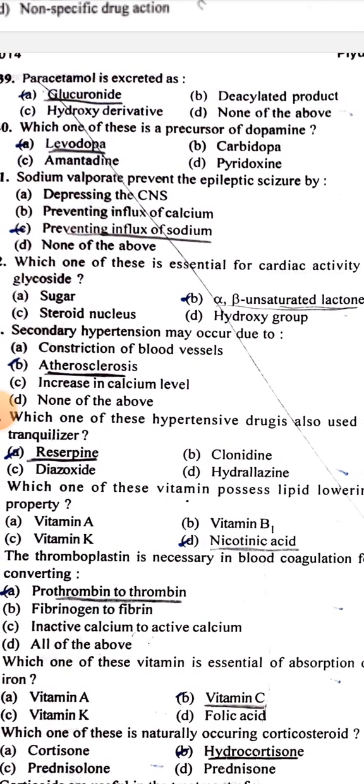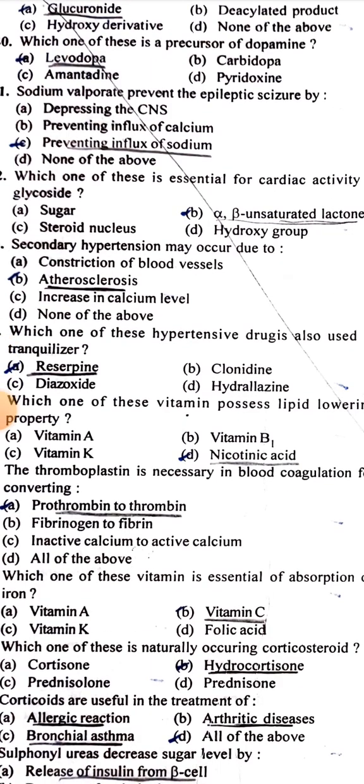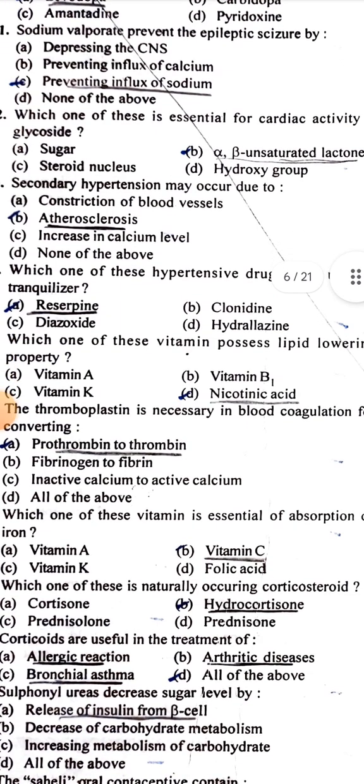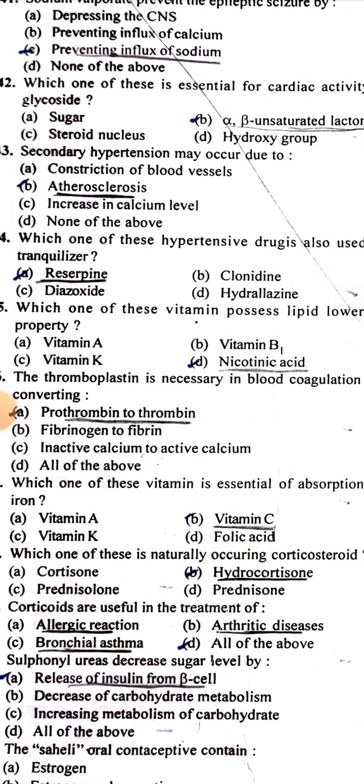Secondary hypertension may occur due to atherosclerosis. Which one of these hypertensive drugs is also used as tranquilizers? Reserpine. Which one of these vitamin possesses lipid lowering property? Nicotinic acid. The thromboplastin is necessary in blood coagulation for converting prothrombin to thrombin.